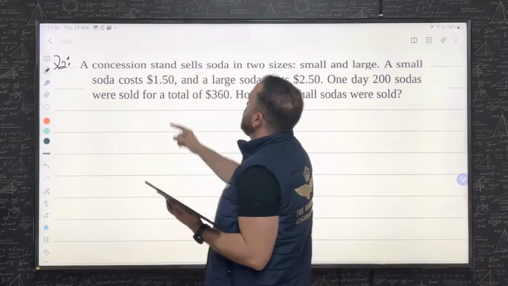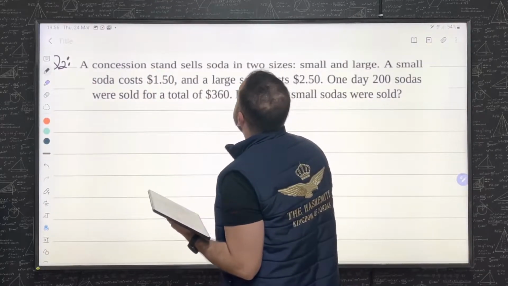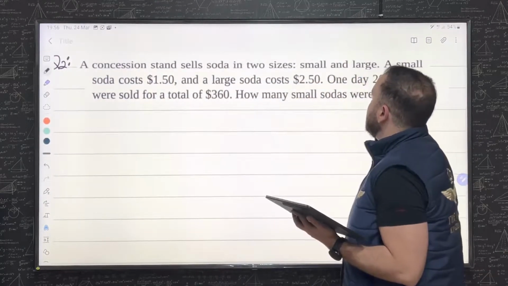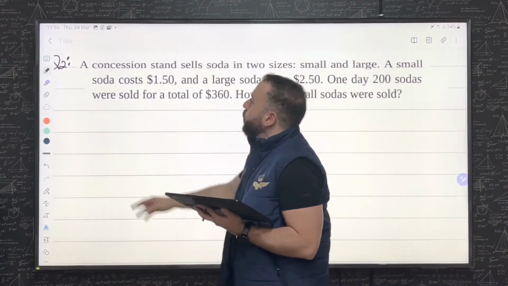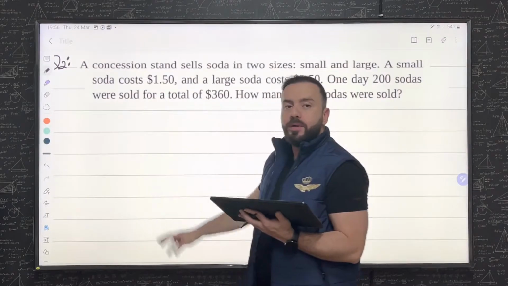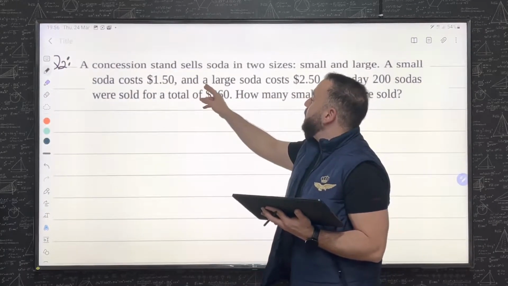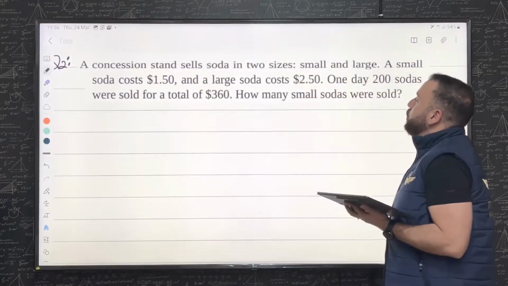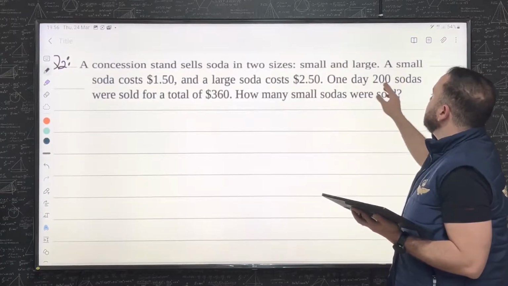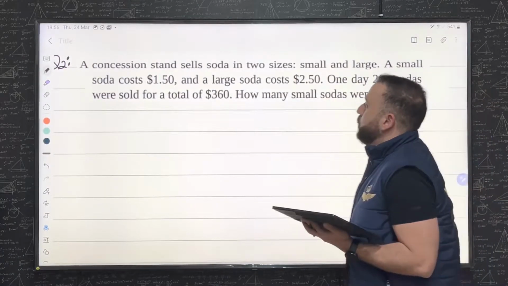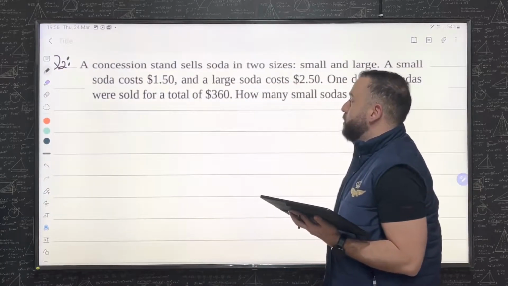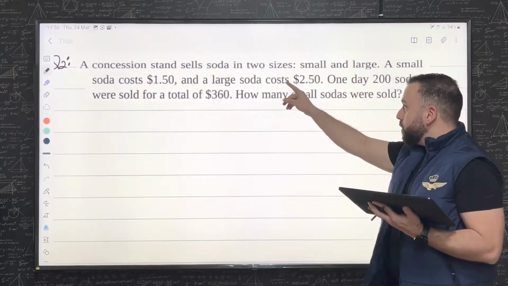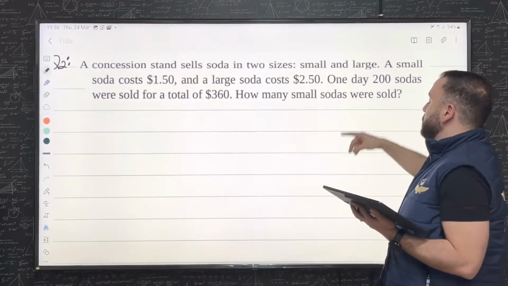A concession stand sells soda in 2 sizes, small and large. A small soda costs $1.5, and a large soda costs $2.5. One day, 200 sodas were sold for a total of $360. How many small sodas were sold?